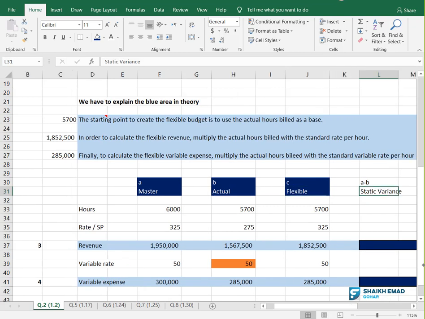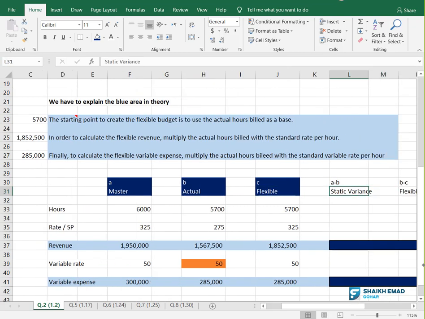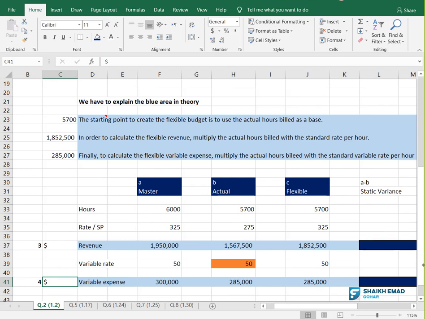Now remember, if I need the static variance, what I need to do? I need to compare master with actual, or not? Remember, if you need static, you need to compare master with actual. Very nice. I don't need to compare hours. I need the dollar figure. The variance we are calculating is in dollars. And these are the dollar figures, this one and this one. Remaining are the rates and hours. That is fine.